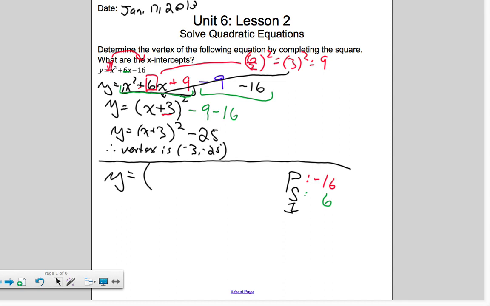So what two numbers multiply to negative 16 and add to 6? Nicholas? 8 and negative 2. 8 and negative 2? Yeah. So 8 times negative 2 does give us negative 16, and 8 plus negative 2 does give us 6.